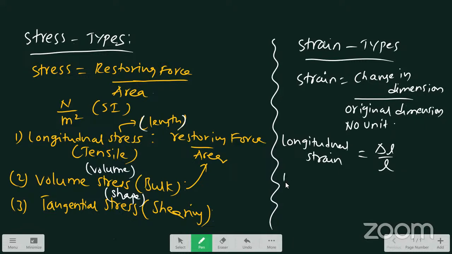Next, bulk strain: the ratio between change in volume with respect to original volume. After applying force, volume decreases. That's why we write a minus sign. Change in length by original length. Change in volume by original volume. These are the strain cases, and that is the stress cases. Stress and its equivalent strain: longitudinal stress, longitudinal strain. Volume stress, volume strain, also called bulk. Tangential stress, tangential strain.